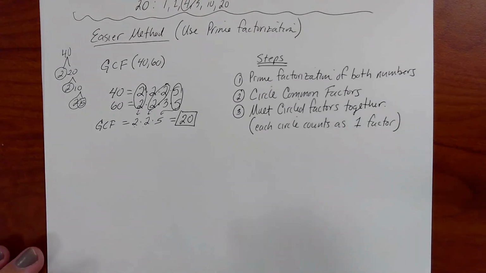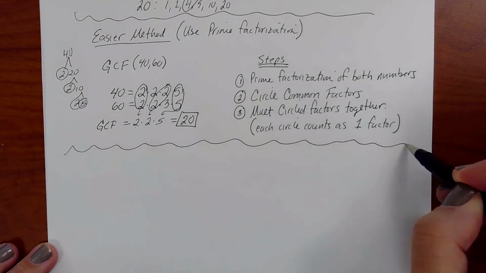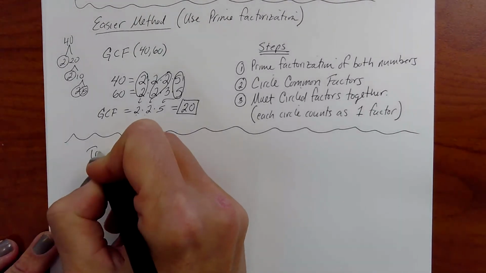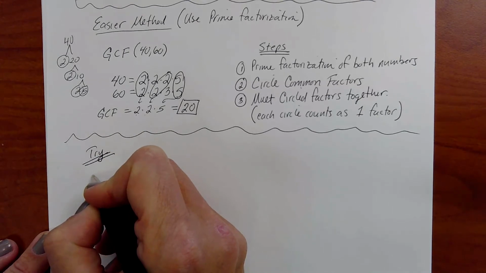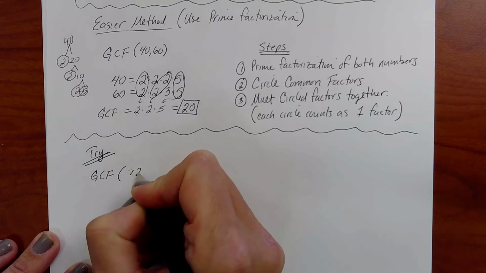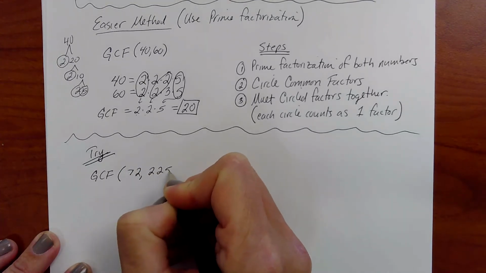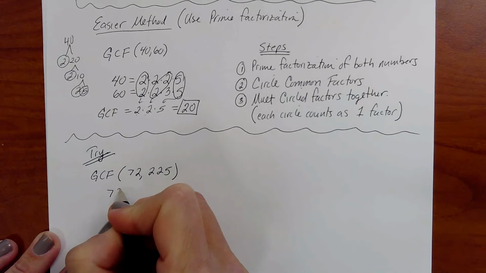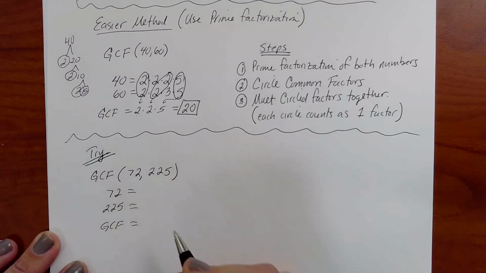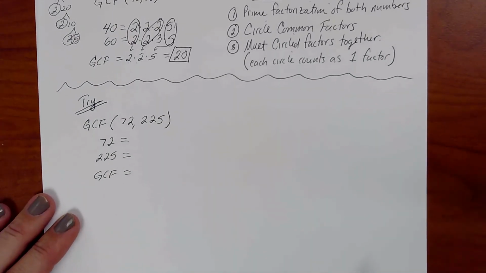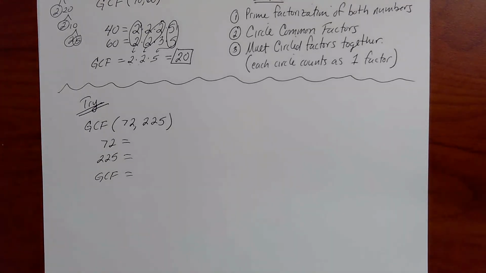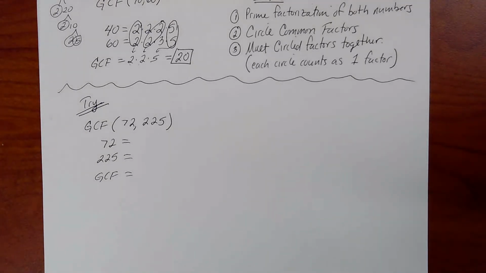All right, so those are the steps. Those are really the main part of the notes. So now we'll just practice some. All right, so let's try the GCF of 72 and 225. I like to set it up before I do anything. Makes me happy. This is the work I need to see, folks. Here, I'll leave the steps there. Okay, so go ahead, I'll pause it, try to break these down, and then go from there.